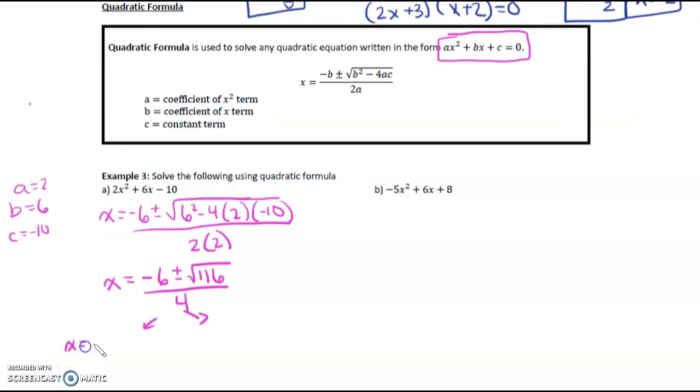So we have x equals negative 6 plus root 116 over 4. And then we're also going to have negative 6 minus root 116 over 4. Okay, and when we put this into our calculators, for the first one we get 1.19, and we can of course round this. It's not going to be a nice number. And for the second one we get negative 4.19.